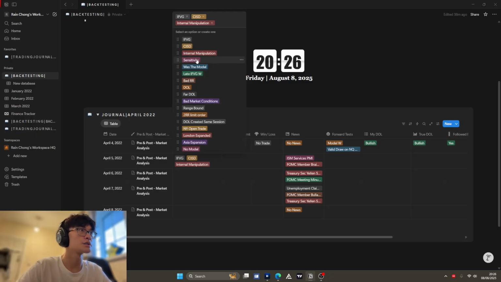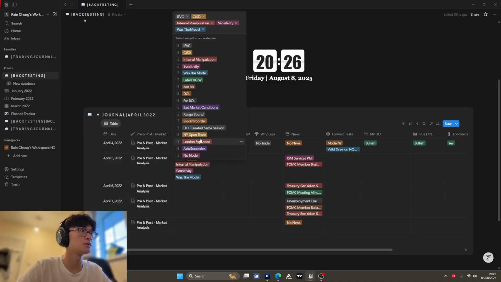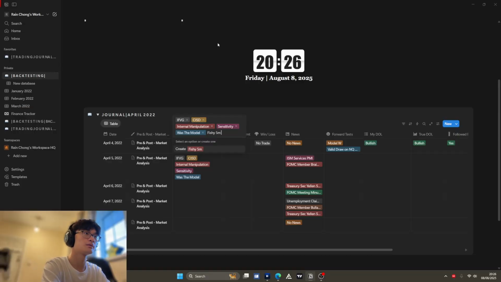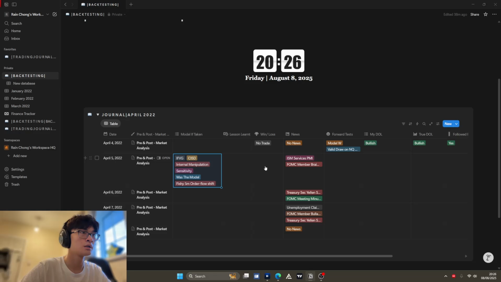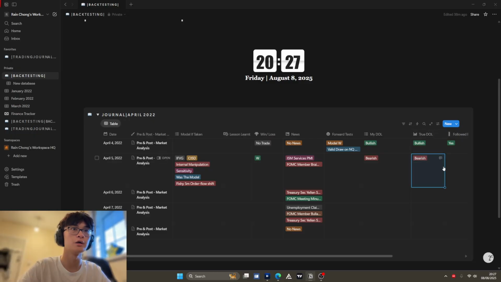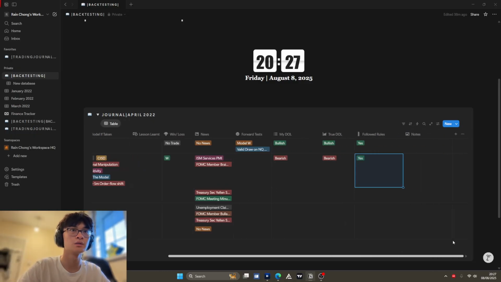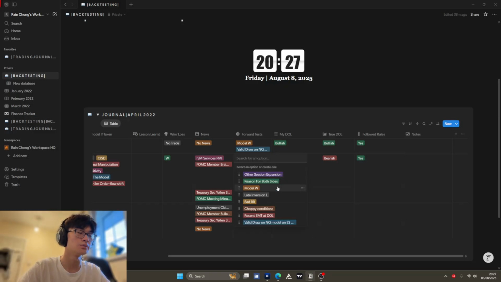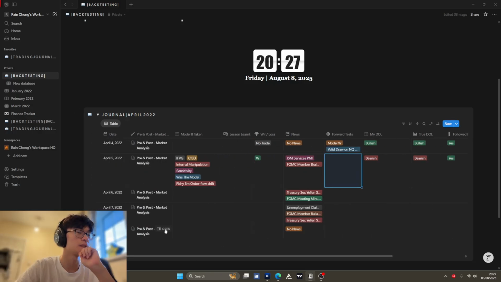Alright, inversion, change in state, internal motivation, sensitivity was the model. Fishy 5 minute order flow shift. W, bearish, bearish, yes I did. Model W. Oh, this is for test. I'm gonna do that.